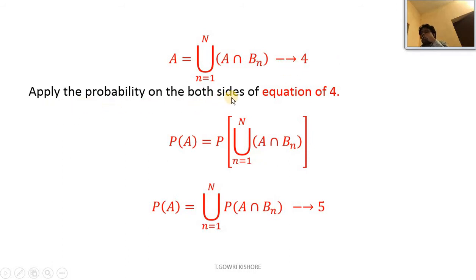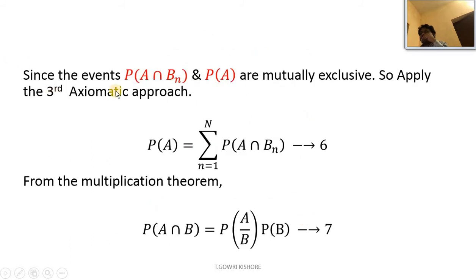Now apply the probability on both sides of equation 4. By applying the probability you will get P of A equal to P of union n equal to 1 to n of A intersection Bn. Therefore probability of A equal to summation n equal to 1 to n P of A intersection Bn. So I am taking this one as equation number 5. Since the events A intersection Bn are mutually exclusive, apply the third axiomatic approach. So probability of A equal to summation n equal to 1 to n probability of A intersection Bn.